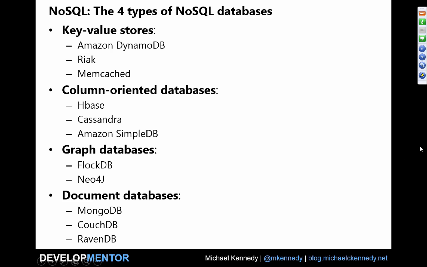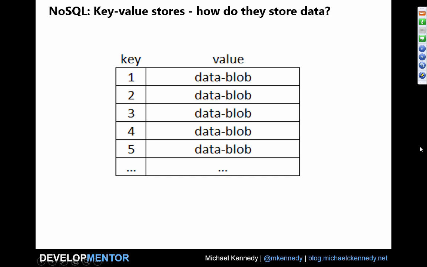Okay. So let's look really quickly at these types. If I have a key value store, this is what you get. You have a key and you have some data. Like I said, it could be simple, it could be complex, it doesn't really matter. You just have this blob of data and you access it by the key.